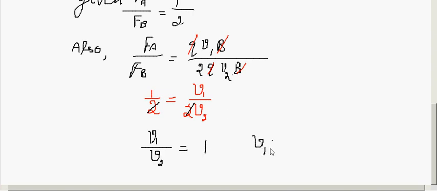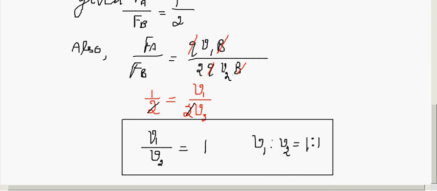The ratio of velocities of two particles is 1. Because given Fa by Fb is half, also v1 by 2 v2 we get. The 2 gets cancelled, and hence v1 by v2 is 1 itself.